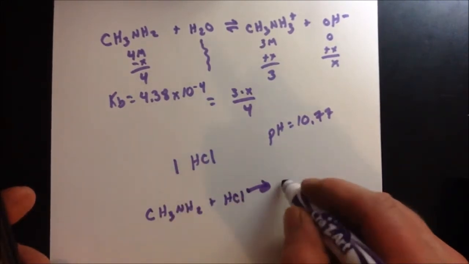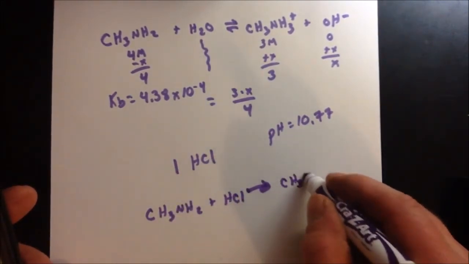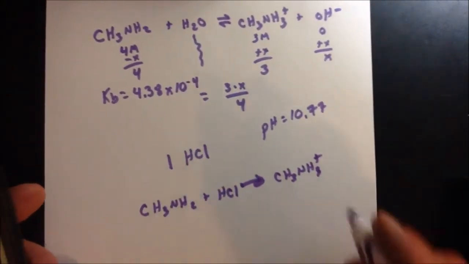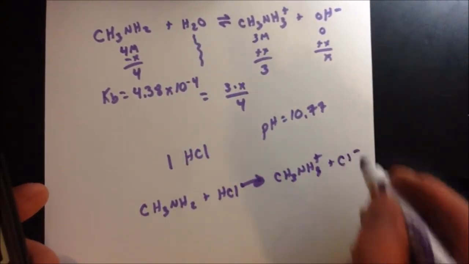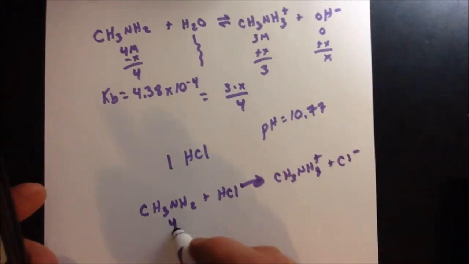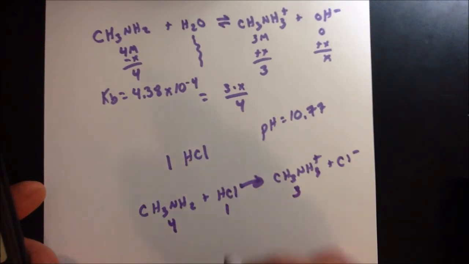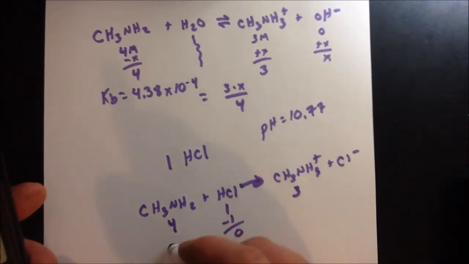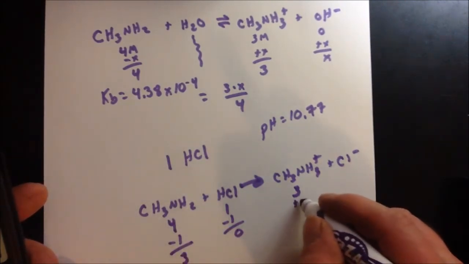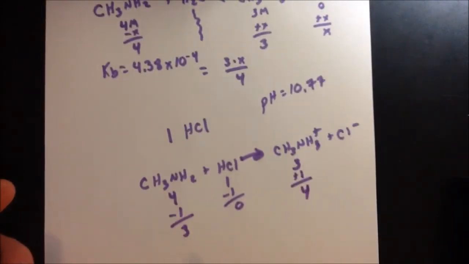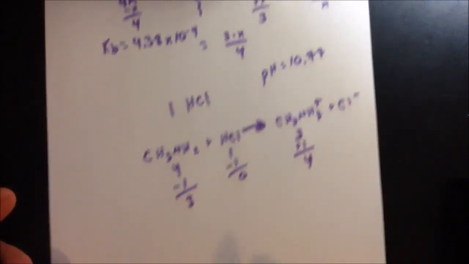H is going to be donated to that, CH3NH3 plus, and Cl minus. So we had a 4 molar concentration here and a 3 here, and we added 1 mole of HCl in. HCl is limiting. Therefore, the CH3NH2 decreases to 3, and the conjugate acid increases to 4.